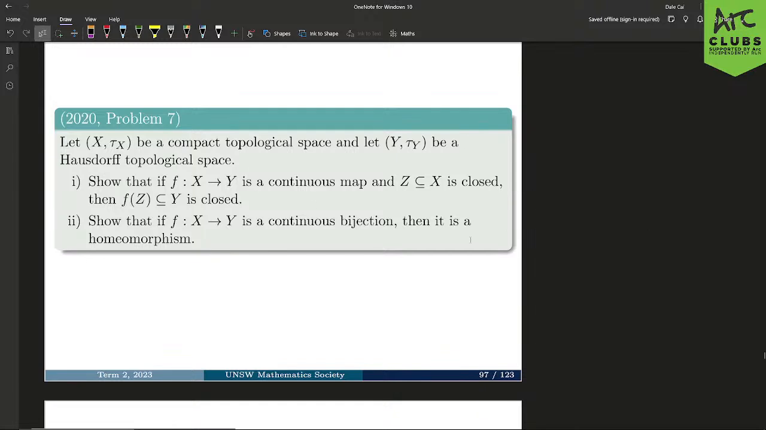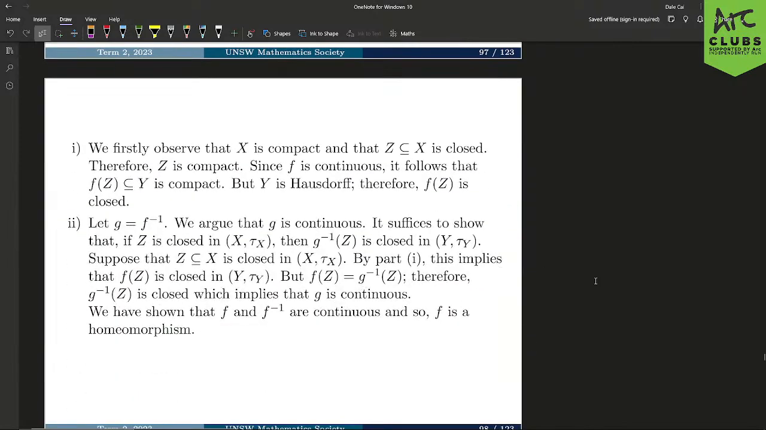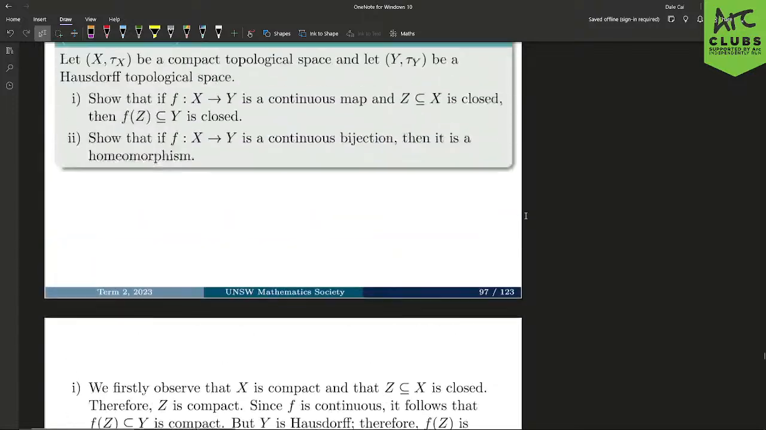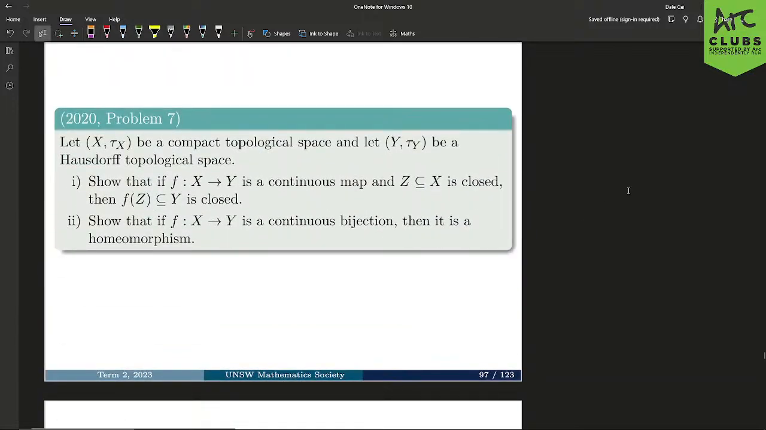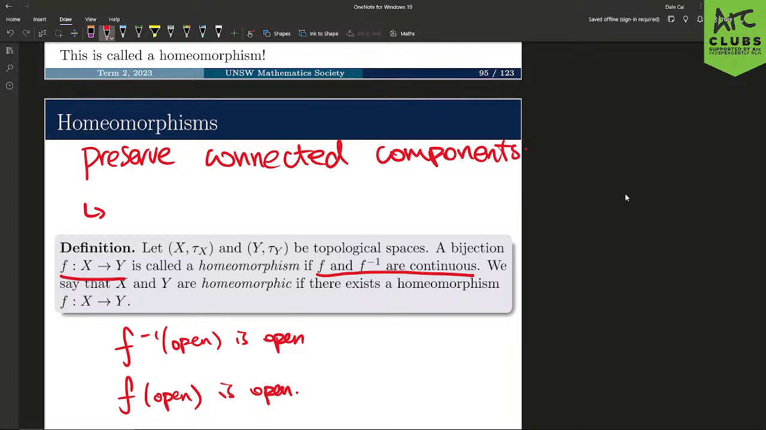Okay, this is dealing with compactness, so we can skip this for now because we haven't introduced compactness yet. But if you're interested, you can look at this question, and this would be the solution for it. Okay, so for this one, A, define what it means to be homeomorphic. I should probably introduce something, which is homeomorphisms. One of the important things is they preserve connected components. And in particular, another consequence of this is that if the function's from x to y, the amount of connected components of x equals the amount of connected components in y.